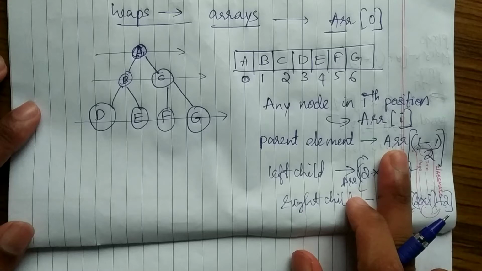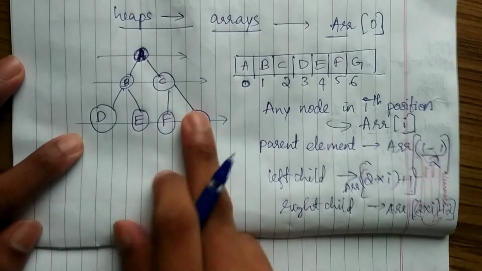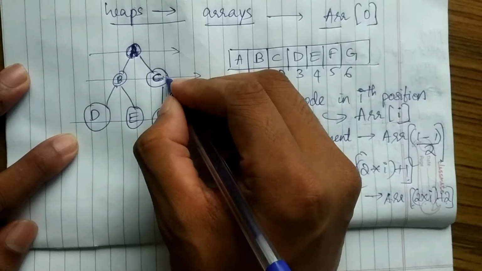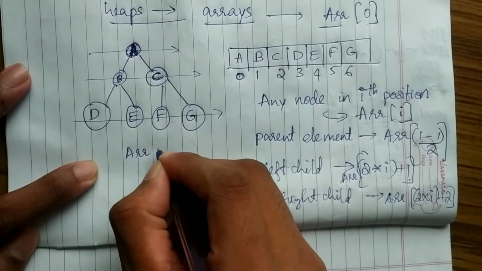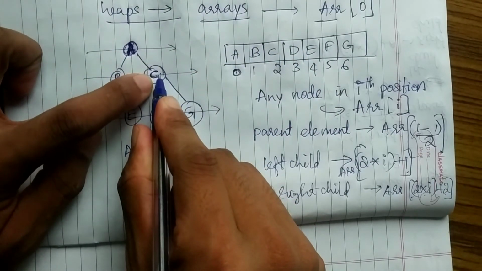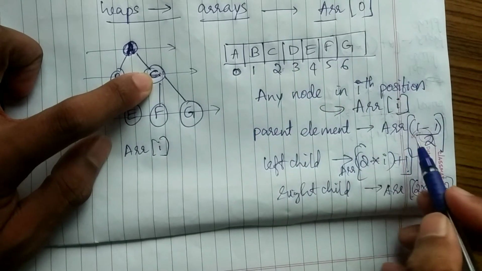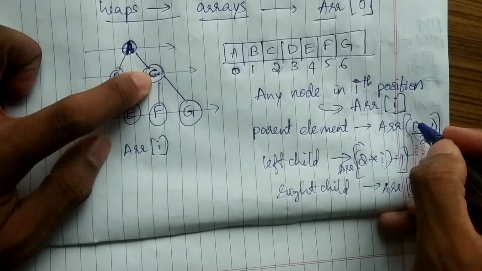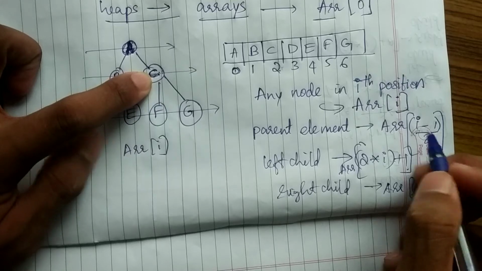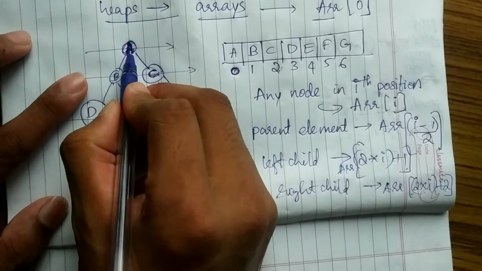Let's understand this. This is A. Okay. Now let's take an example. C. Let's consider this as the ith position. So array of I is now C. Now I is nothing but 2. So what is C's parent? That is nothing but (I minus 1) by 2. 2 minus 1 divided by 2 is 1 divided by 2. The floor value is 0. A is its parent.